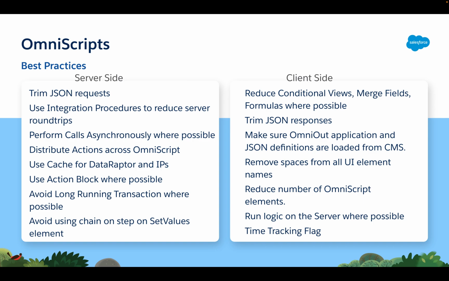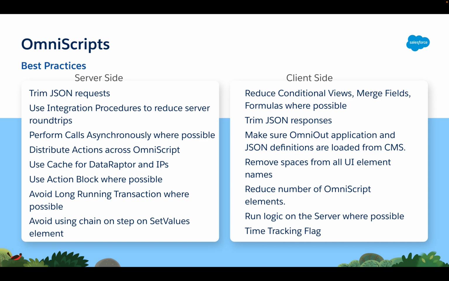Use action blocks wherever possible. Avoid long running transactions wherever possible so that we don't breach the platform limits. Avoid using chain on steps on set value elements. On the client side, try to reduce the conditional views, merge fields, formulas wherever possible. Trim the JSON responses. Don't send everything to the client side elements. Trim the responses. Make sure the OmniScript and the JSON definitions are loaded within the content management systems.